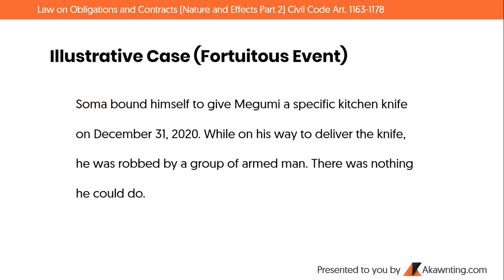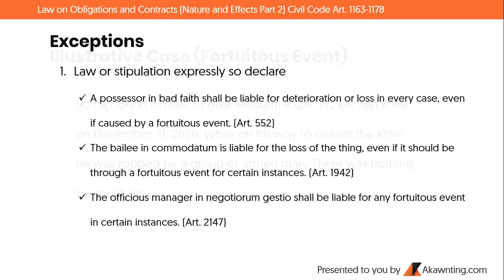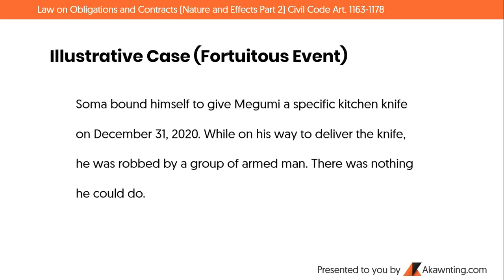Okay, so an illustrative case first with regards to the fortuitous event itself. Soma bound himself to give Megumi a specific kitchen knife on December 31, 2020. While on his way to deliver the knife, he was robbed by a group of armed men. There was nothing he could do. So, let's go back. In this case, Soma's obligation to deliver a specific knife to Megumi will be extinguished.